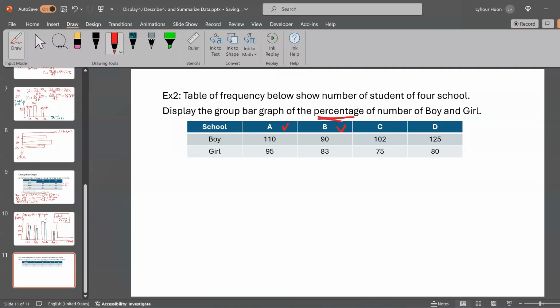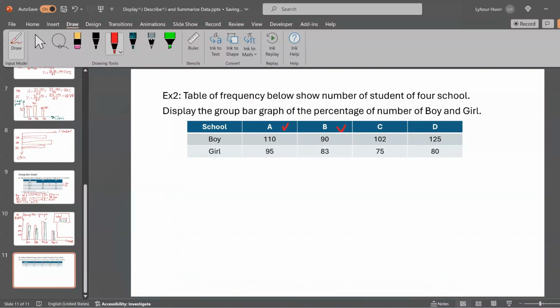So show the bar graph, group bar graph, but as a percentage. So what should we do first? Can we draw the group bar graph immediately? We turn the numbers into a percentage first. So don't draw the bar graph immediately.